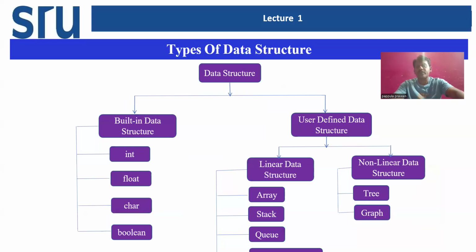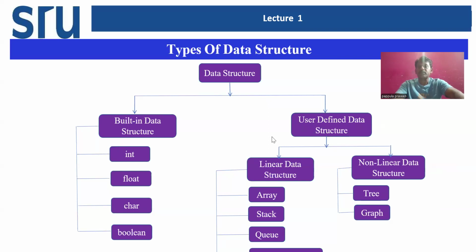Now, the types of data structures. Observe here, students, we have mainly two types of data structures. One is the built-in data structure. Another one is the user-defined data structure. Built-in data structures are variables, like the data types we discussed in our C programming: integer, float, character, and boolean. These are all the data types in C programming.